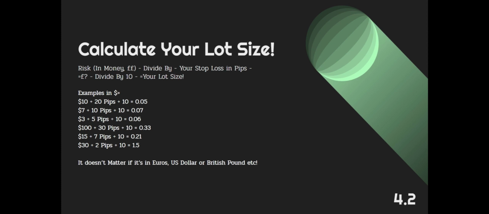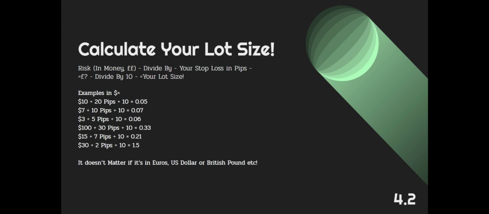So here are some examples in dollars. It doesn't matter if it's euros, US dollars, or British pounds. It may be different if it's Japanese yen or something like that, but for US dollar, British pound, and euros, that's what I know it works in. As you can see, if I'm risking $10, divide that by a 20 pip stop loss, divide that by 10, that will equal 0.05. So if I was going to take a trade, I'd place a 0.05 lot size.